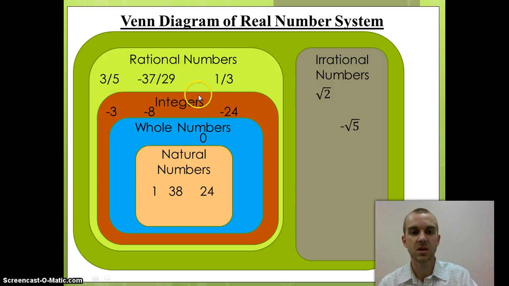Within rational numbers, again, are integers. Our positive and negative counting numbers and zero. Then whole numbers, and then natural numbers. So if I know that, say, 38 is a natural number, it is also whole, it is also an integer, it is also rational, and is also a real number.